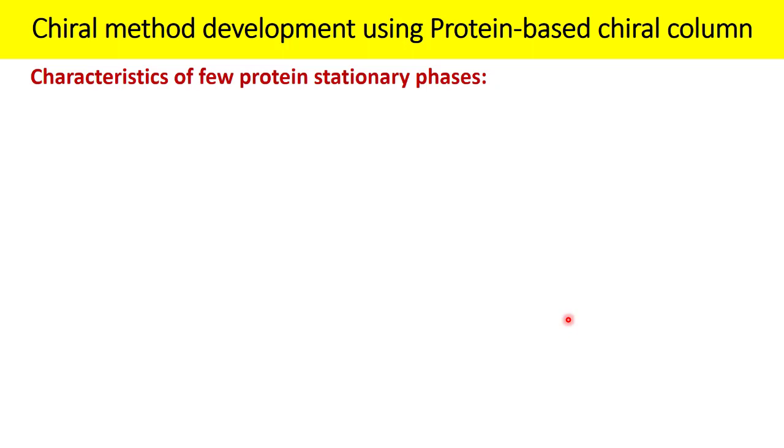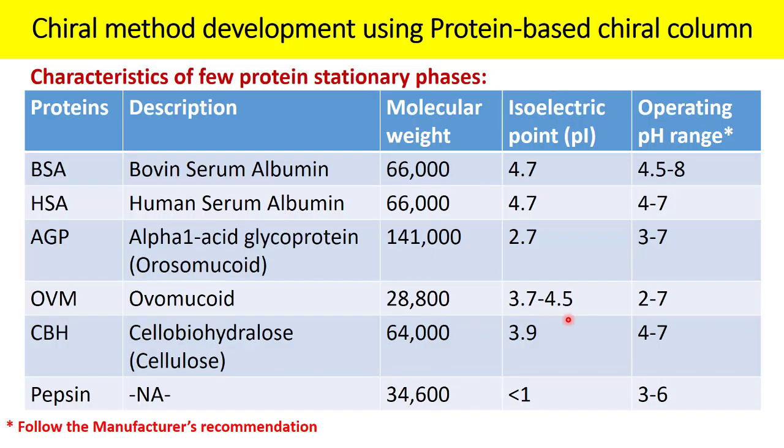It is very important to understand some of the important characteristics of the protein stationary phases. Here are some popular stationary phases like BSA, HSA, AGP, OVM, CGP, CG, CBH, and pepsin. The description is given on the screen. Go through that. Molecular weight is an important point, but I think the isoelectric point is very important. And we will talk about the isoelectric point in the next slide, and how the isoelectric point helps you in deciding the usage of the protein-based chiral stationary phase.